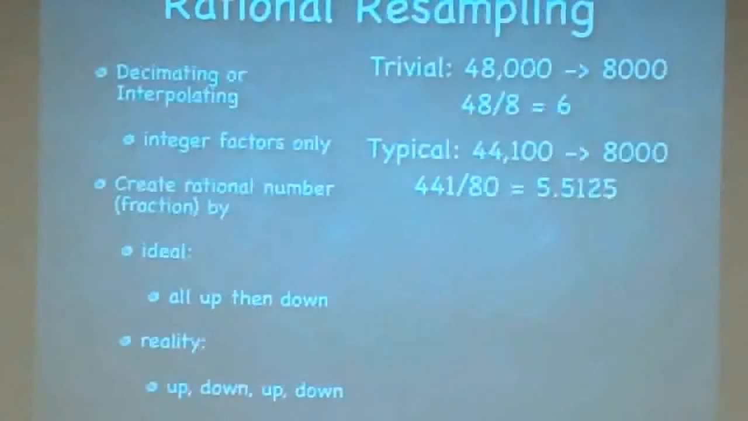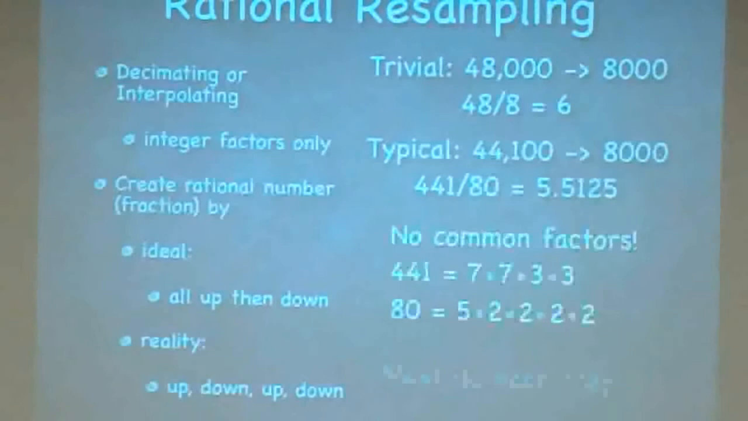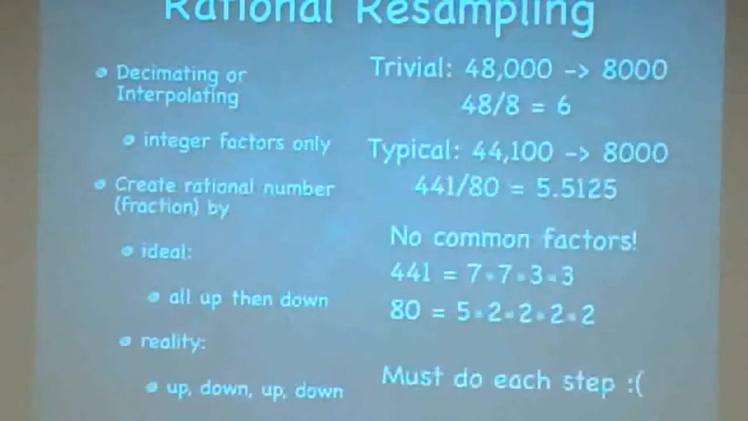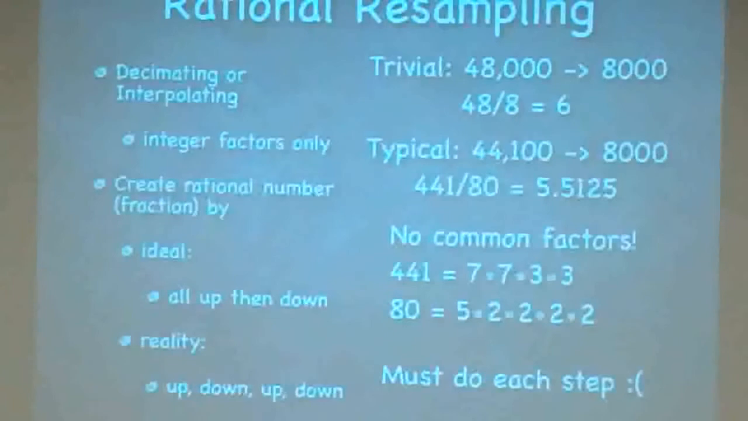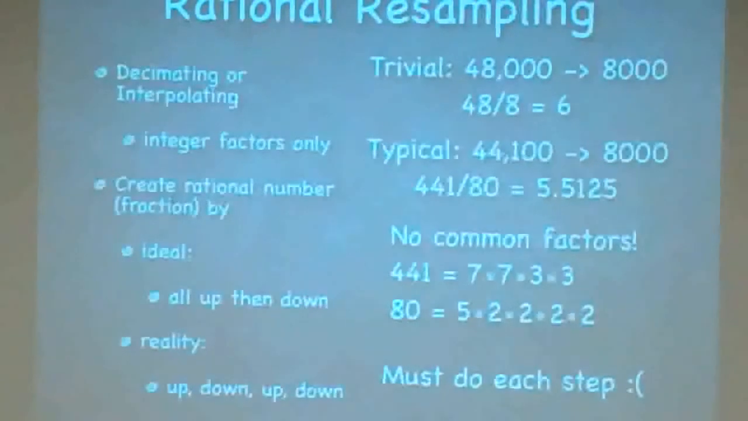And it's even worse because there are no common factors between these two numbers other than lopping the 2 zeros off the end. You get 7 times 7 times 3 times 3 and 5 times 2 times 2 times 2, which is not a friendly set of numbers at all. So unfortunately, we have to do every step.